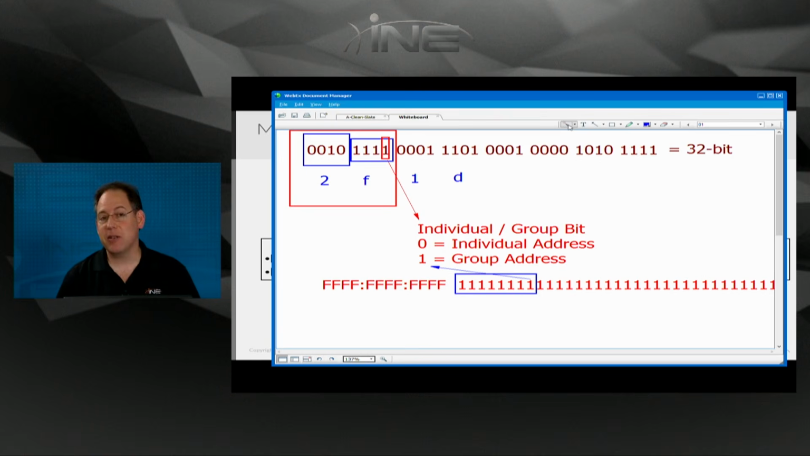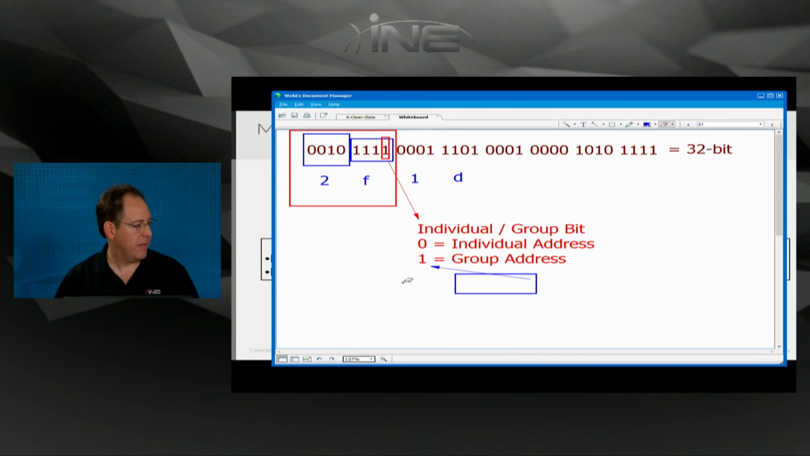If you have any experience with multicasts, at layer 2, there are special MAC addresses for multicast. Those are also group addresses, so their least significant bit will also be turned on as a 1. So any MAC address that has a 1 bit here means it does not belong to a specific NIC card. It belongs to a group of devices. That is the individual group bit.